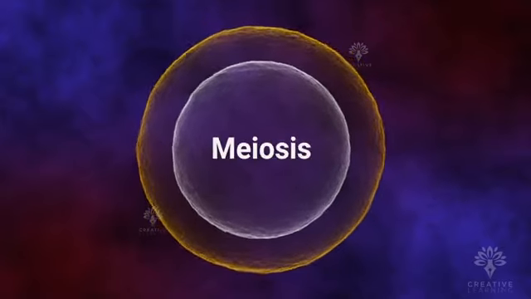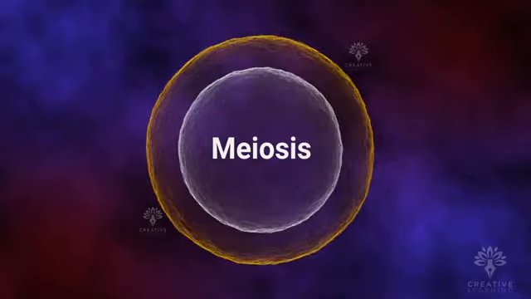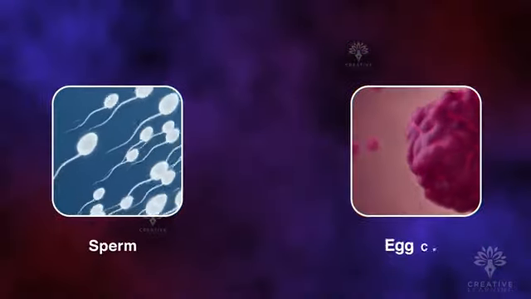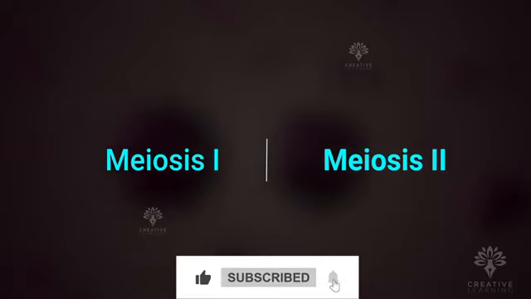The process of cell division that results in gametes is known as meiosis, sometimes known as reduction division. We refer to gametes as sex cells, such as sperm in men and egg in women. Meiosis is divided into the meiosis I stage and the meiosis II stage of cell division.